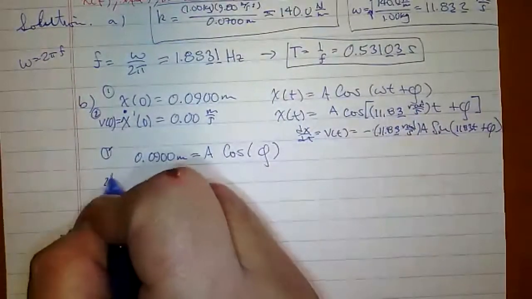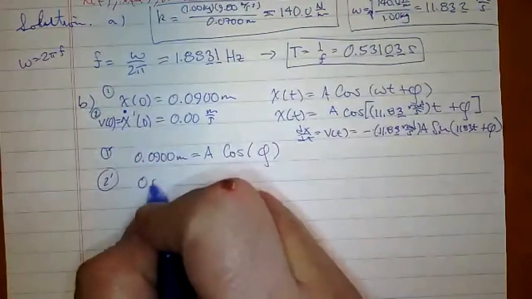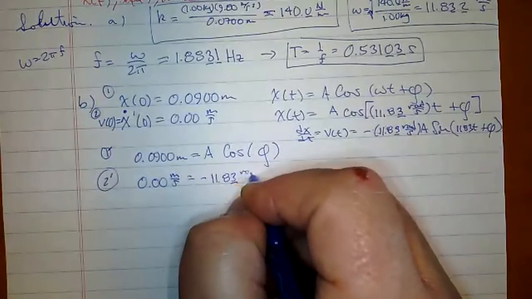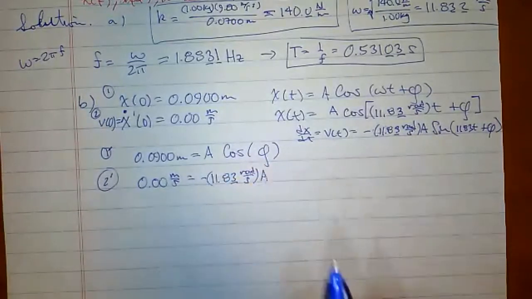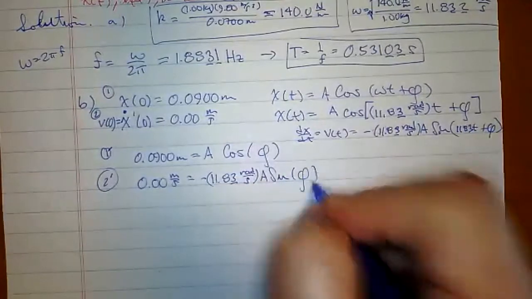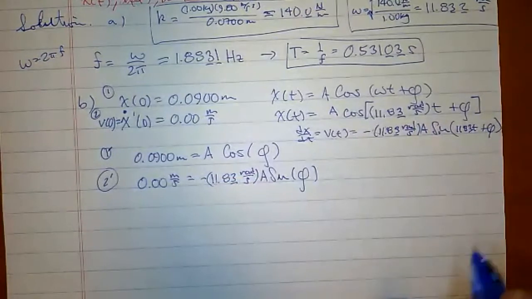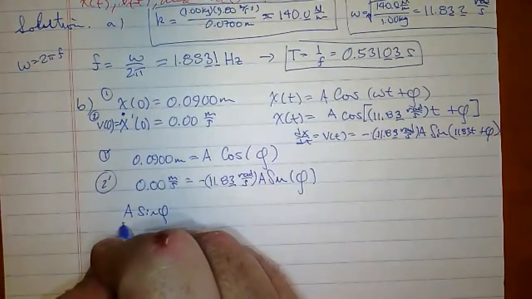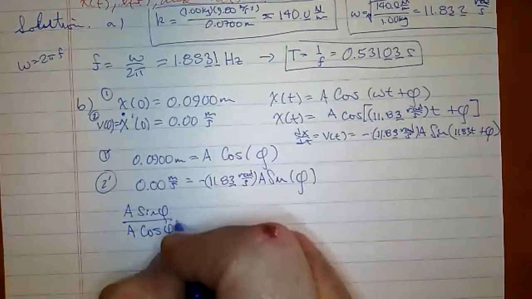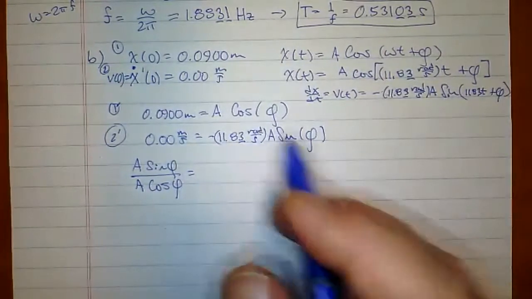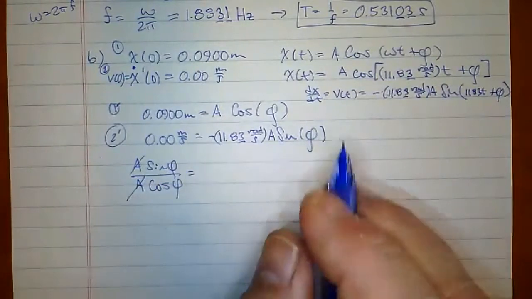Okay. So 2 prime is going to be me plugging the 0 in. So I'm going to say 0.00 meters per second is equal to negative 11.83 radians per second times a times sine of, and now evaluate at 0, that 11.83 disappears. I just get phi. That means I can solve for a sine phi, and I can solve for a cosine phi, and I can divide the two by one another. This is a really good technique to take two initial conditions when one's velocity and the other one's position, because one will be sine and one will be cosine. So obviously when you do that, the a's cancel out, and then sine over cosine, everybody knows what that is, right?